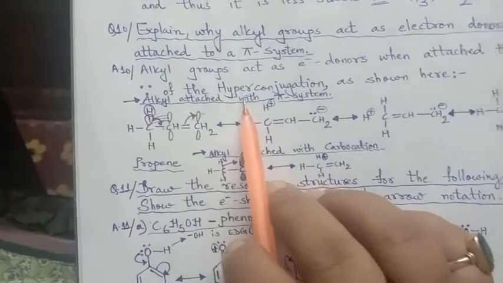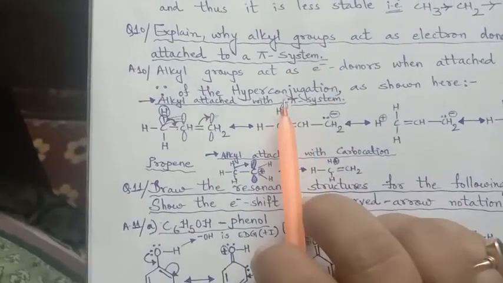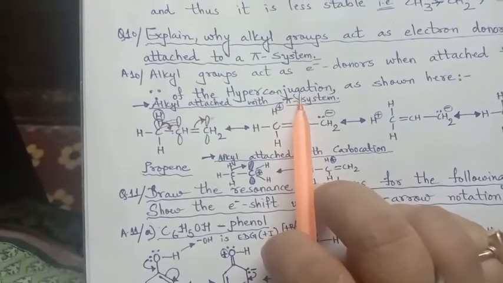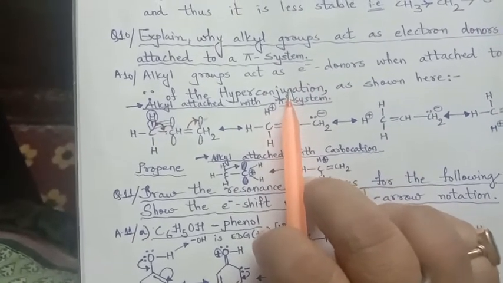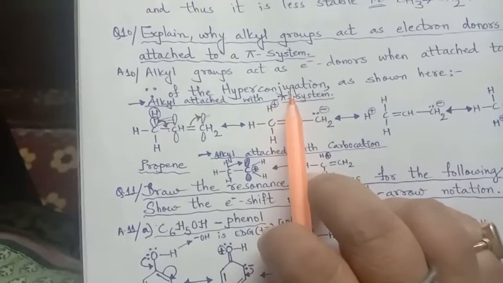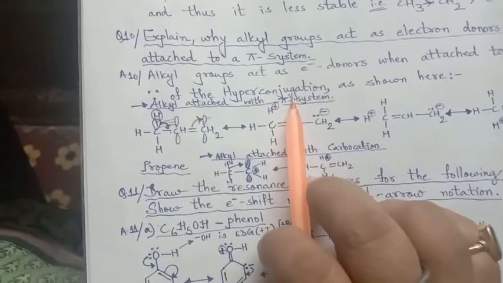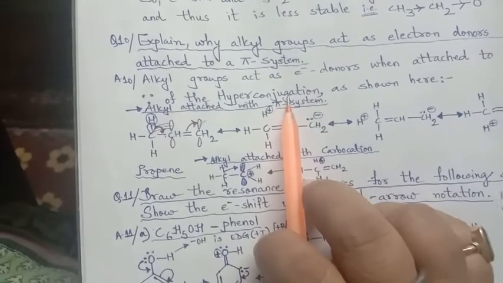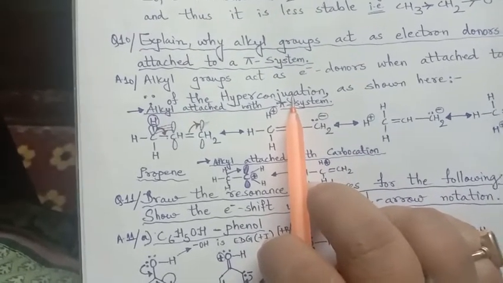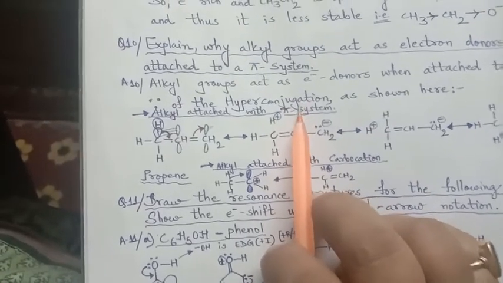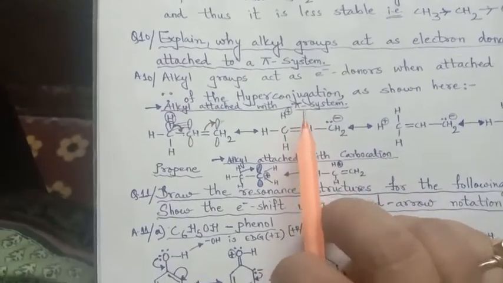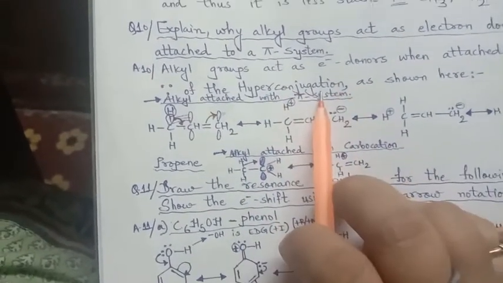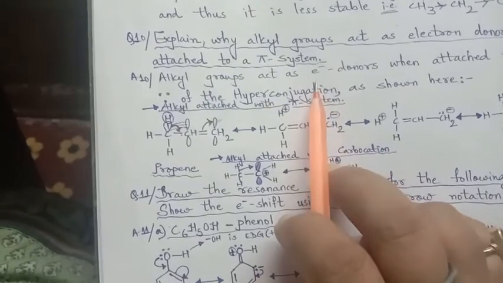because hyperconjugation takes place. As hyperconjugation takes place, that means there is no resonance bond present, that is called hyperconjugation, and that too for all the hydrogens of the alkyl group. When all the hydrogens of the alkyl group undergo hyperconjugation, that means they conjugate with no resonance bond, then it is termed hyperconjugation, and because of the hyperconjugation they are electron donors.